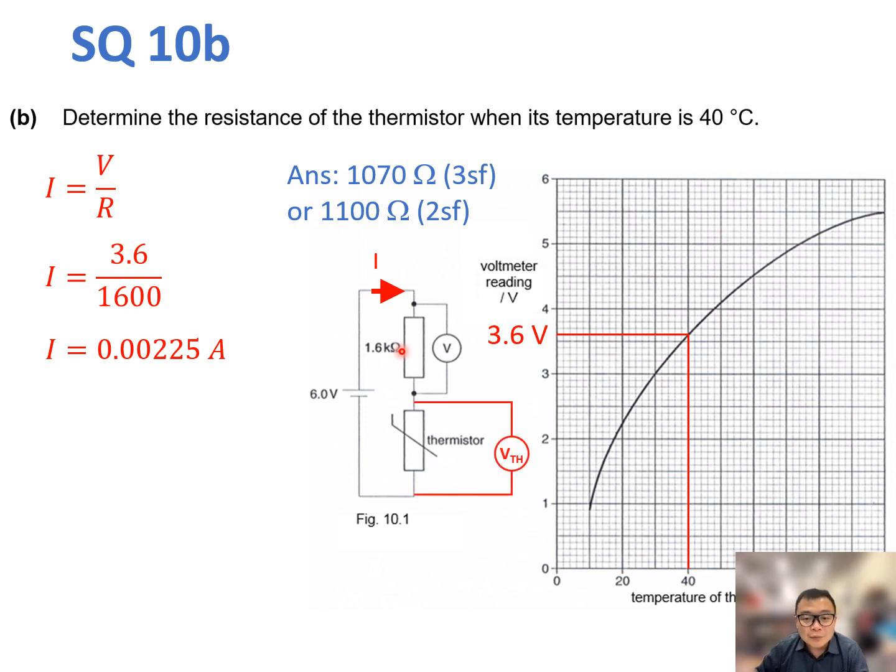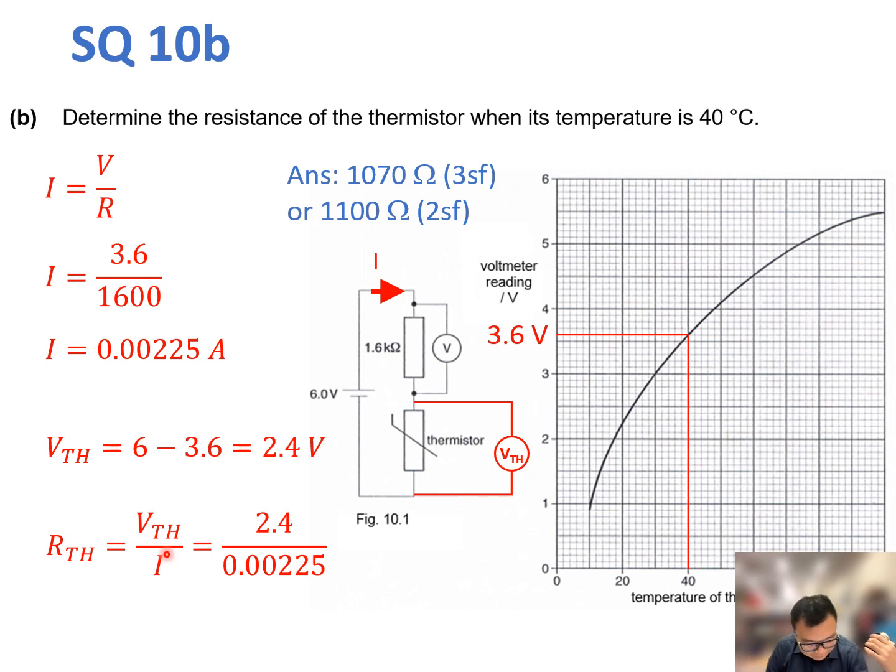Now, we will then look at the thermistor. The voltage across the whole circuit is 6 volts. The voltage across the fixed resistor is 3.6 volts. So the sum of these two voltages should get you 6 volts, and then we can use this relationship to figure out the voltage of the thermistor to be 2.4 volts. With that, applying Ohm's law on the thermistor with a voltage of 2.4 volts and a current of 0.00225 amperes found previously allows us to determine the resistance of the thermistor.